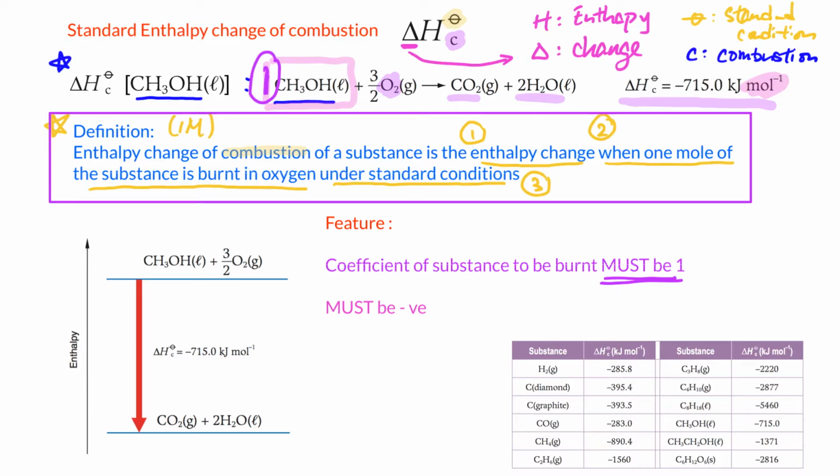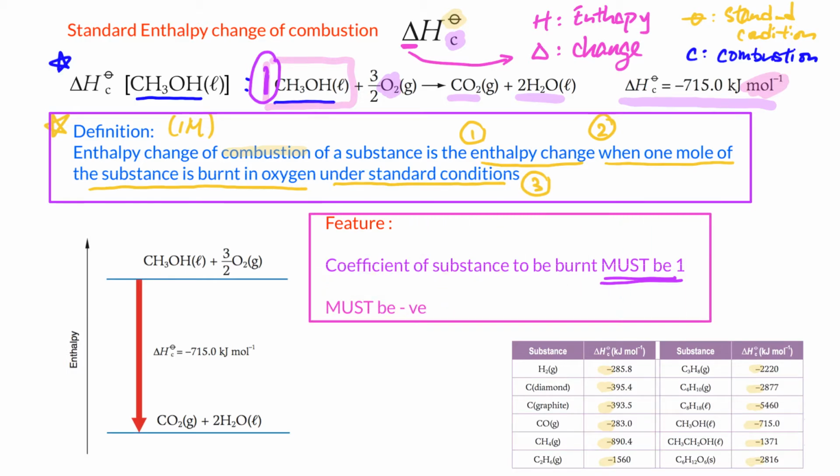Second one, you can see it in this table. You'll find that all the enthalpy changes here, all of them, have a negative in front of them, because combustion must be heat releasing, so it must be an exothermic reaction. So remember the feature for standard enthalpy change of combustion, it must be negative. These 2 features are very important. So remember, the target must be 1, and second, the value must be negative.